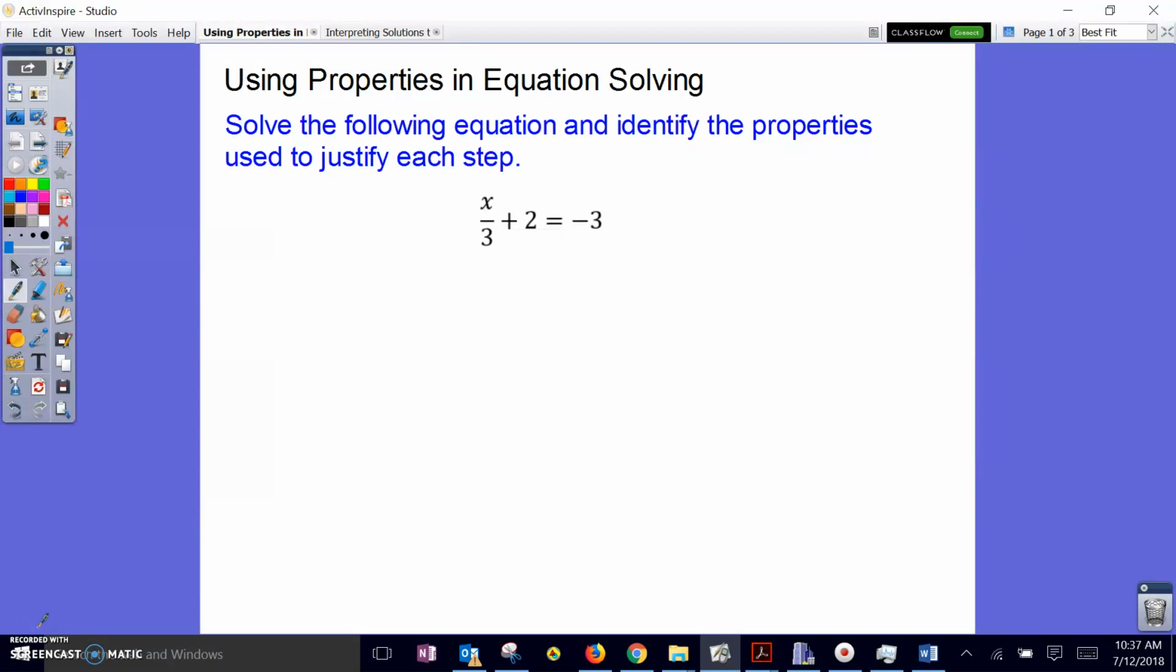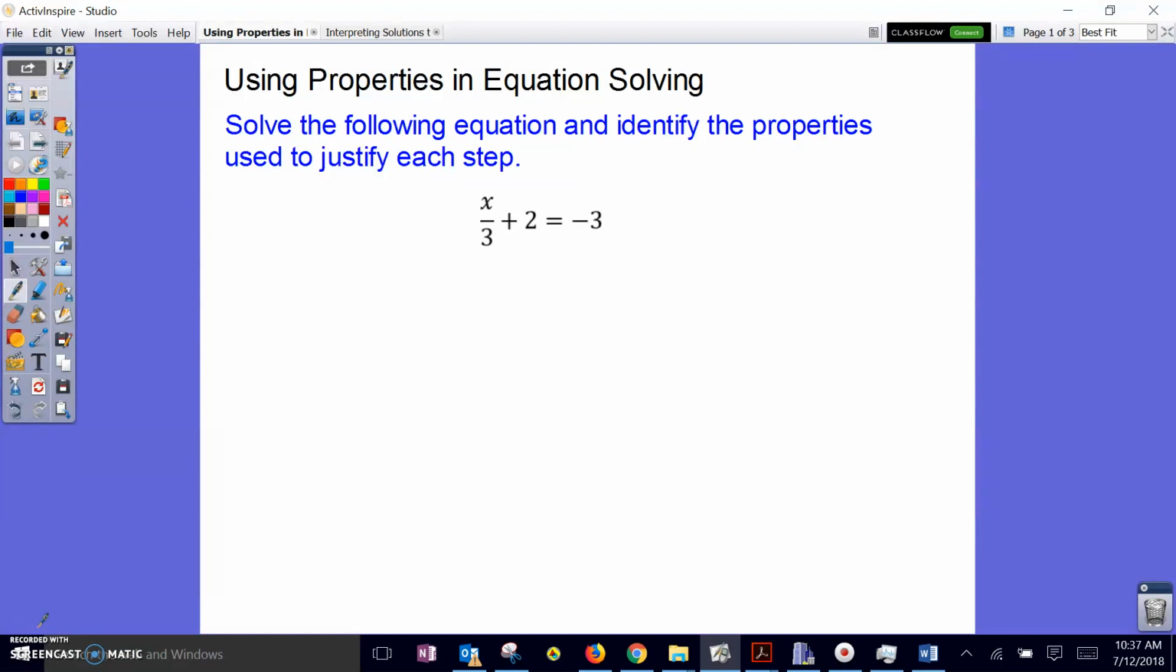Alright, in this video we're going to use the properties that we looked at in the last video and use them to justify our steps as we solve equations and go through the actual process of solving some equations. So our first equation that we're going to solve and identify properties for is x divided by 3 plus 2 equals negative 3.